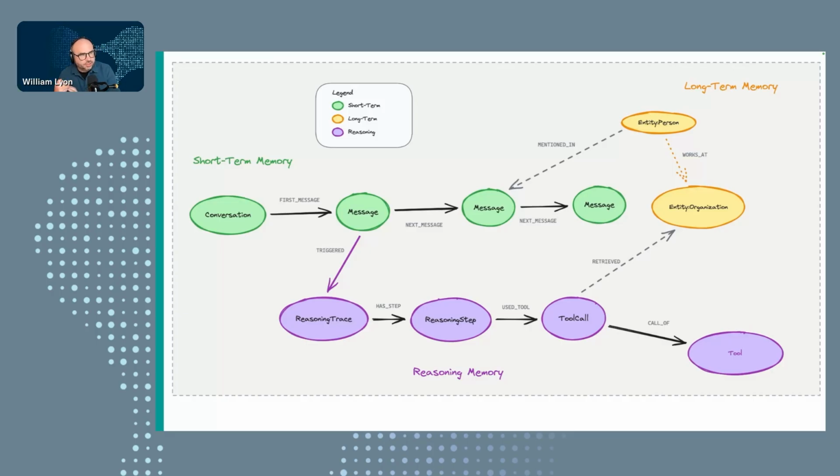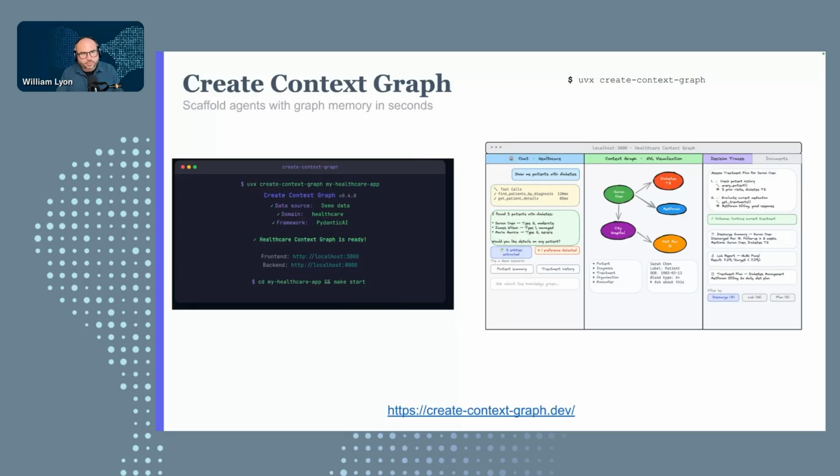Like, how do I actually surface the decisions that have been made in the organization? How do I actually get that data into the graph? How do I expose that as a tool for my agent to make sense of? And so to help smooth that process a bit, we created the Create Context Graph project.